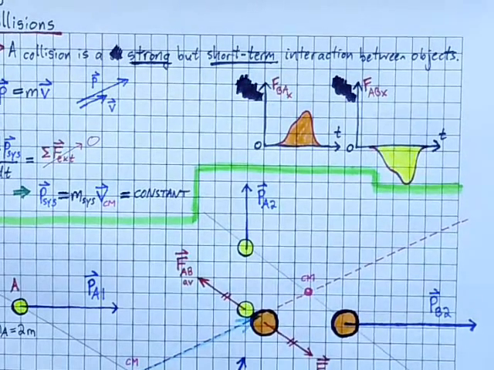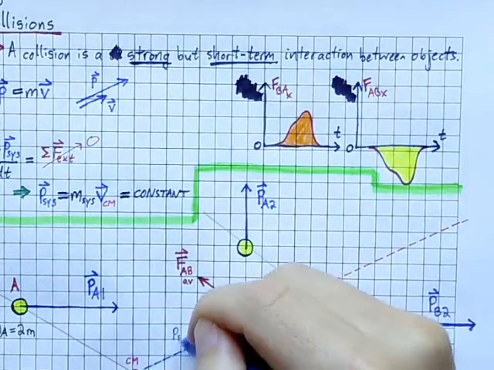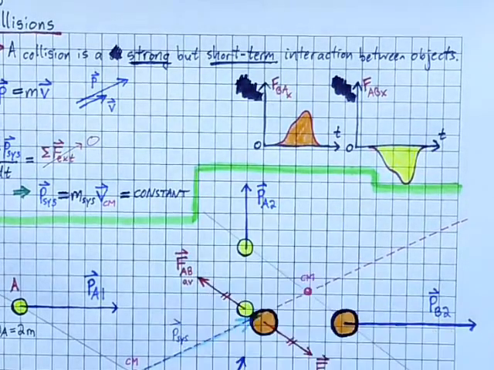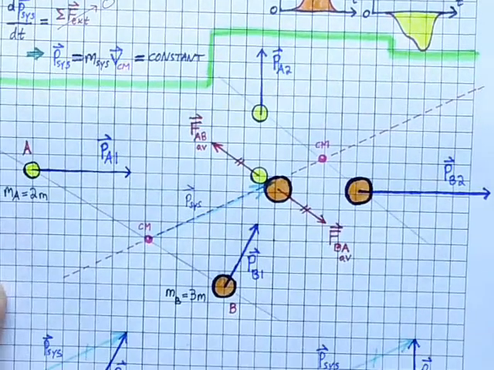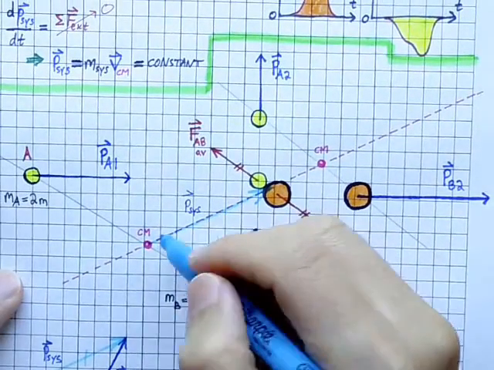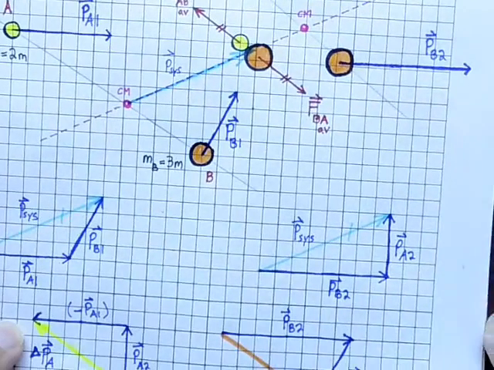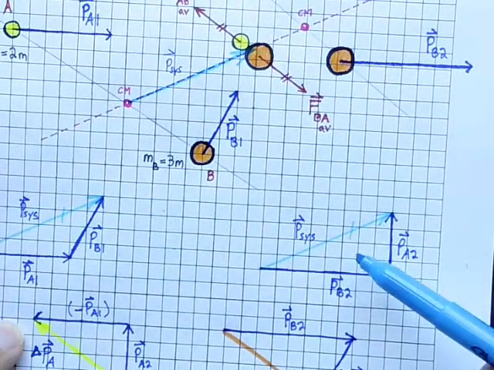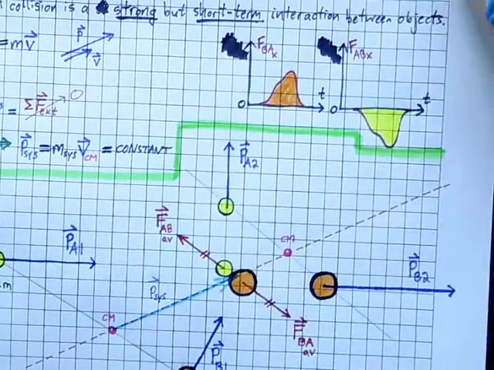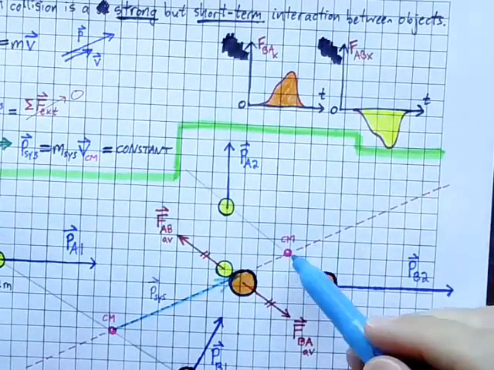So there, that vector represents the momentum of the system before the collision. And that's also the momentum of the system after the collision. It was conserved. So here is the center of mass at some time after the collision.